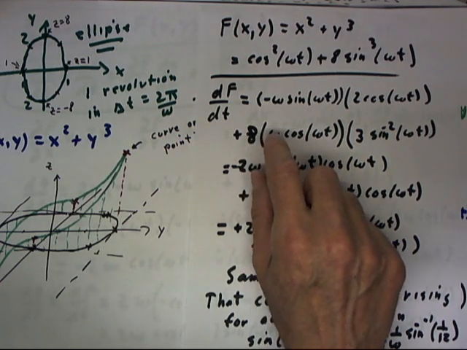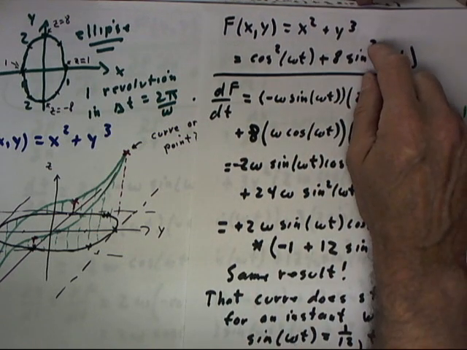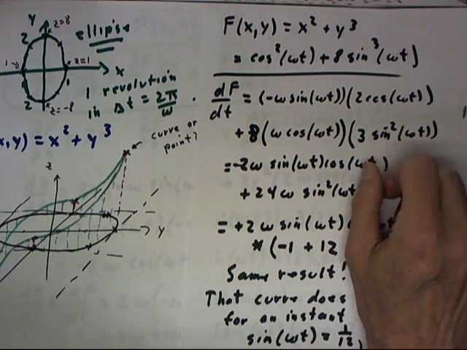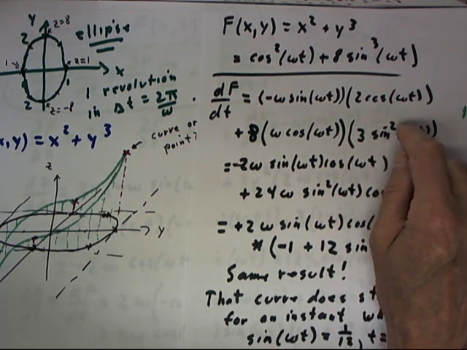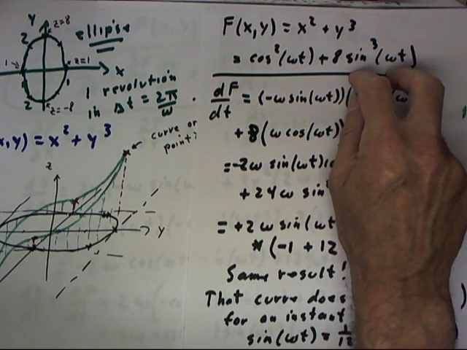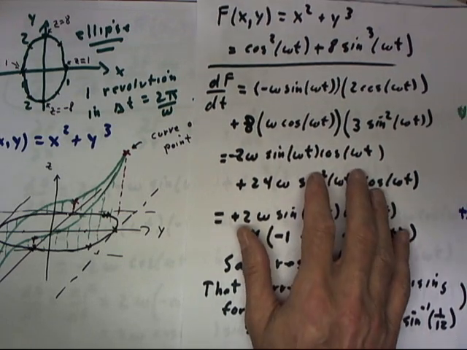Okay. Now, so we have the factor of 8. The sine cubed, that's a cubing function. The derivative of the cubing function is 3 times the squaring function. So we're going to have a 3 sine squared of omega t. The inner function of the cube is the sine of omega t, whose derivative is omega cosine of omega t.